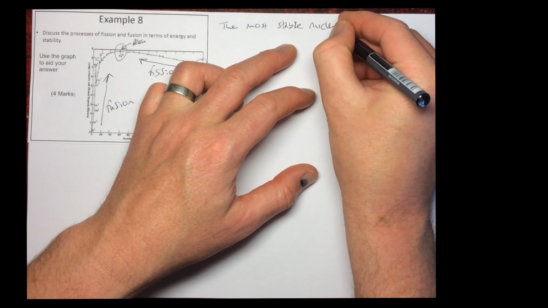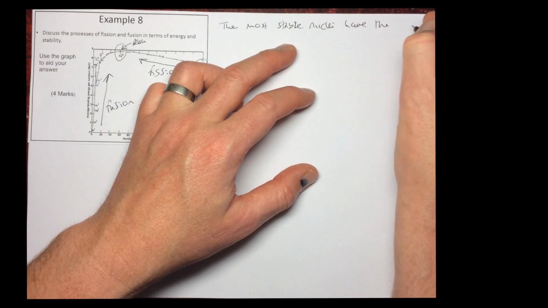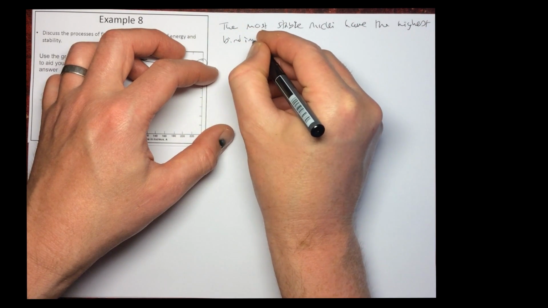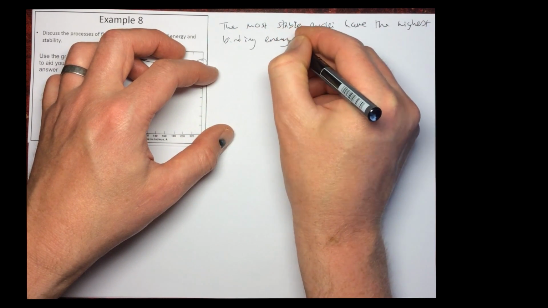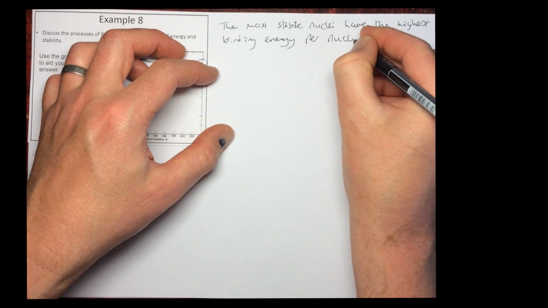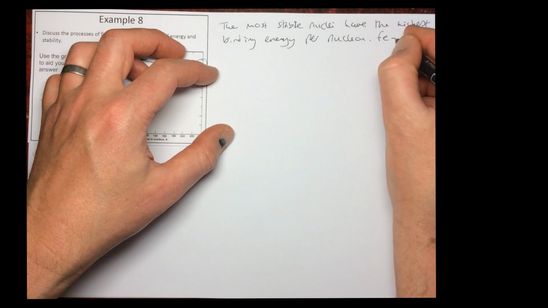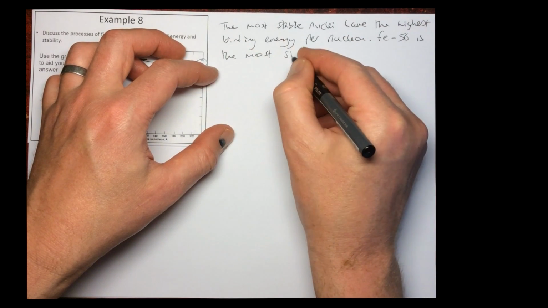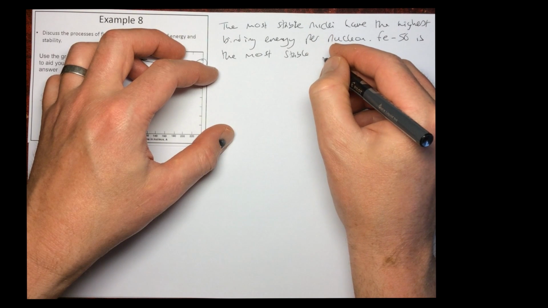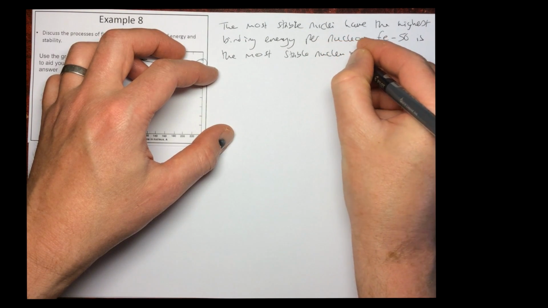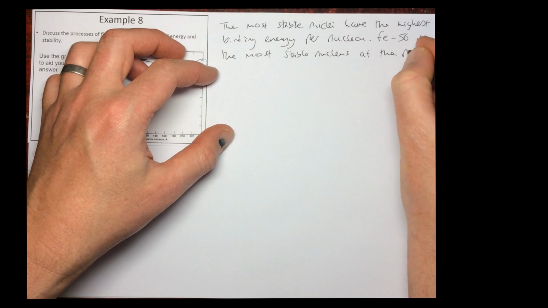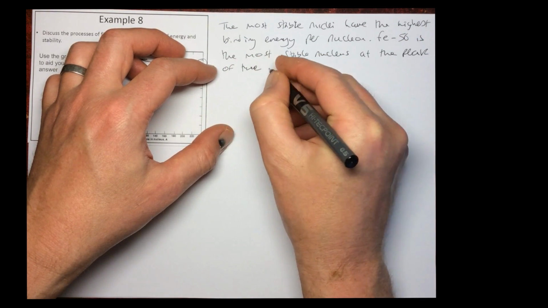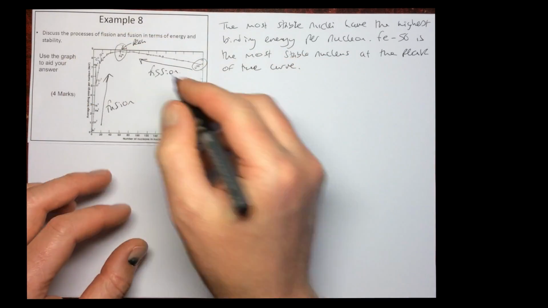The most stable nuclei have the highest binding energy per nucleon. Iron 56 is the most stable nucleus at the peak of the curve, okay, which is there.